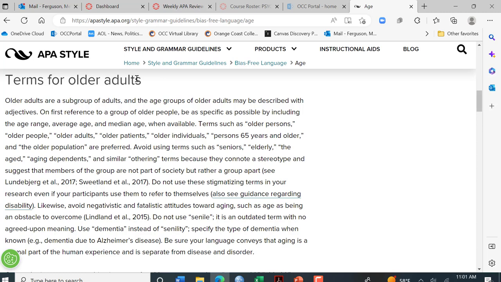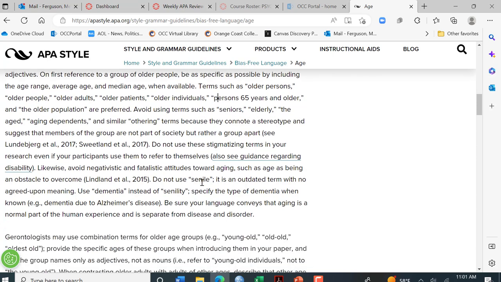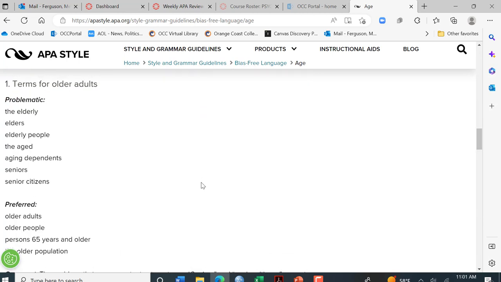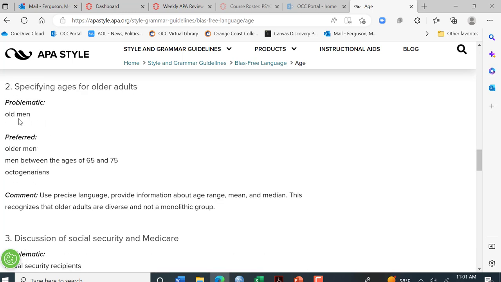And then when we're talking about older adults, it's important to remember that certain terms have more of a stereotype or condescending tone, like seniors, elderly, aged, things like that. You want to refer to them more as older people, older adults, older individuals, persons 65 and older. Those are a little bit more acceptable and obviously free of biased language. So then here, if you keep going down the APA style guide, it tells you some of the things that are problematic. So instead of the elderly, older adults would be preferred. Specific ages: old men, you'd want to call them older men. That's just a little bit more kind, or men between a specific age.